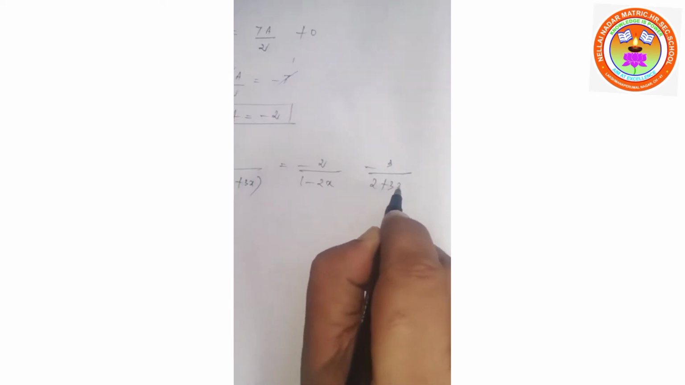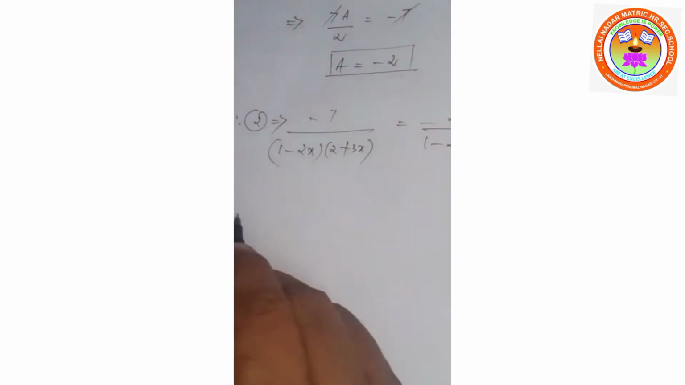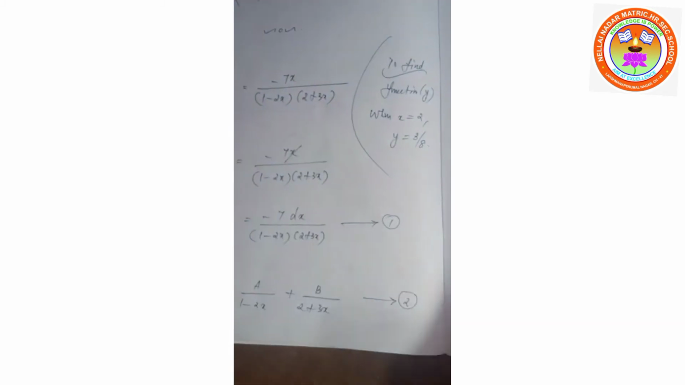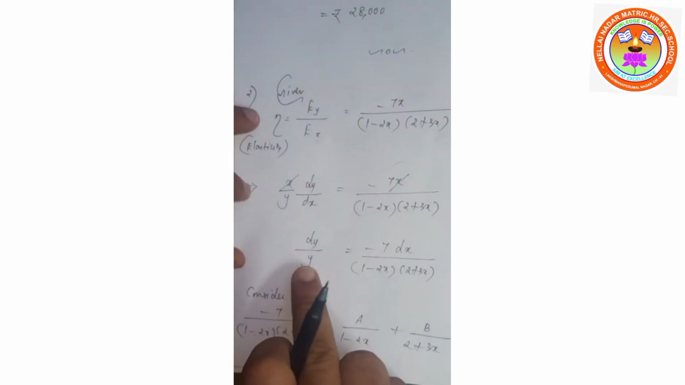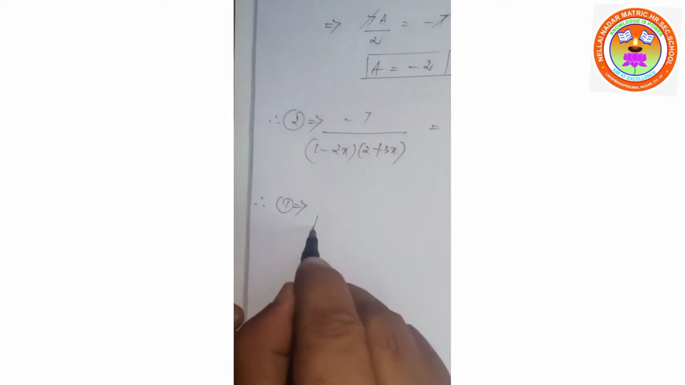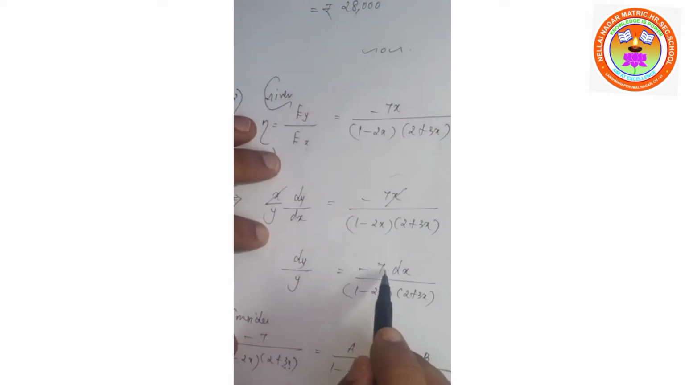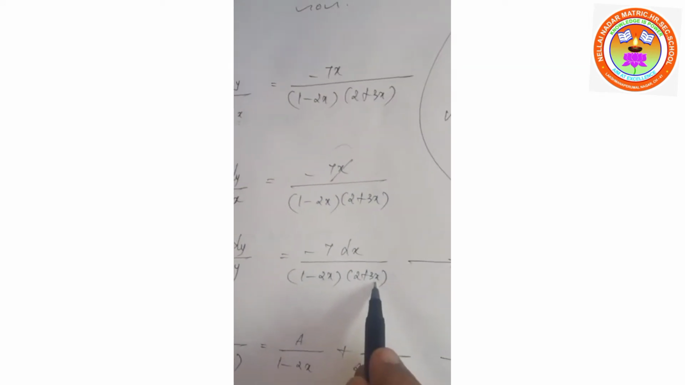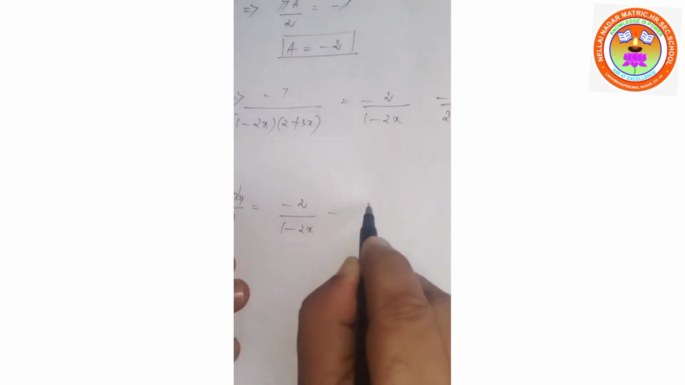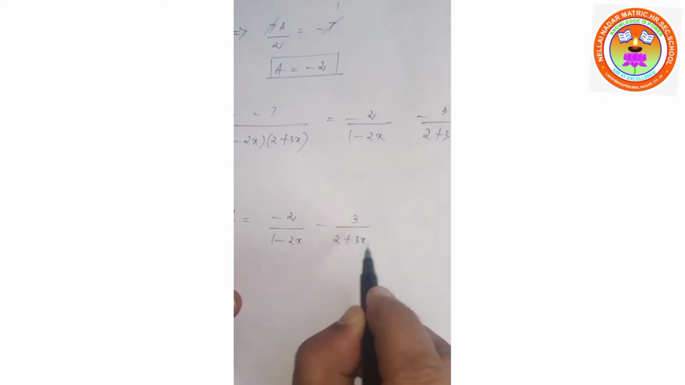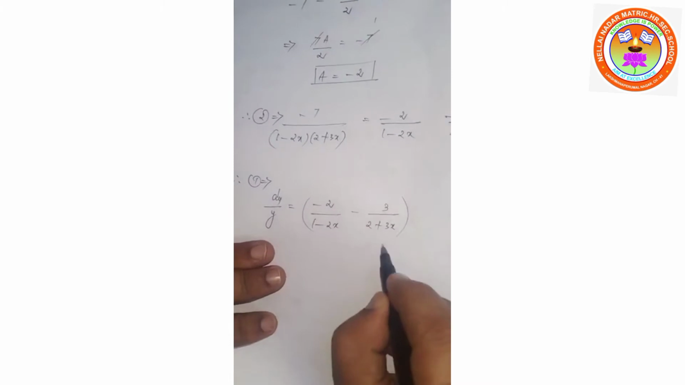(2 plus 3x). Now equation number 1 implies, what is here? dy by y, write as it is, equals the right hand side, minus 7 divided by (1 minus 2x) into (2 plus 3x). This part can be replaced by minus 2 by (1 minus 2x) minus 3 divided by (2 plus 3x) dx.